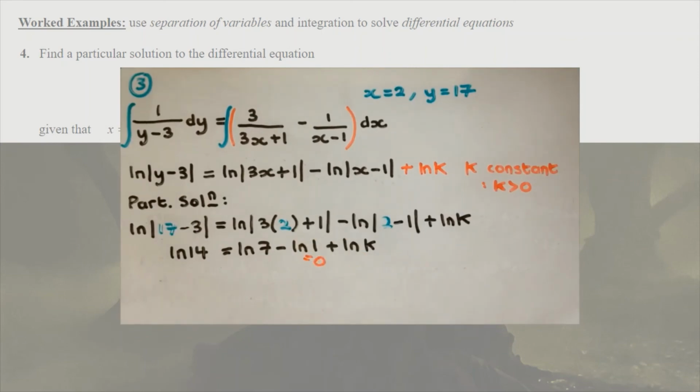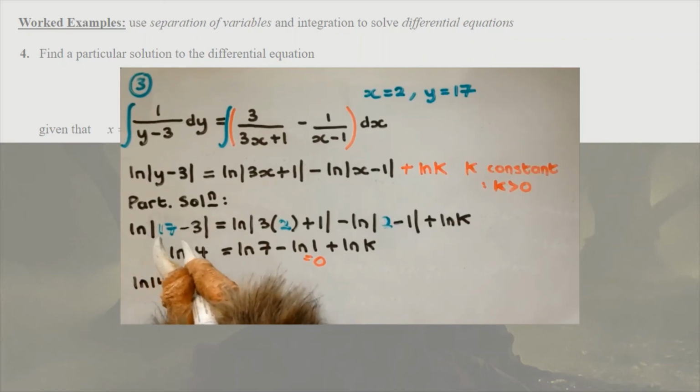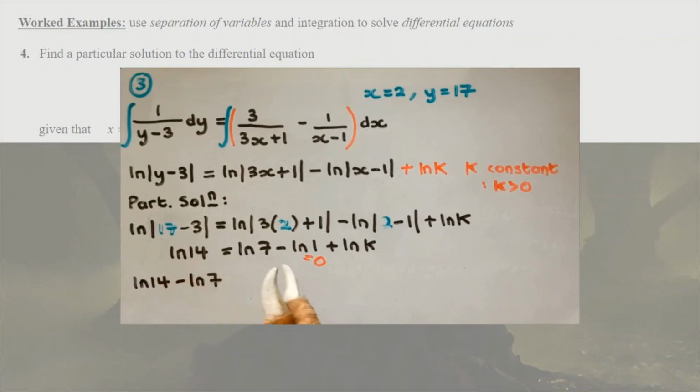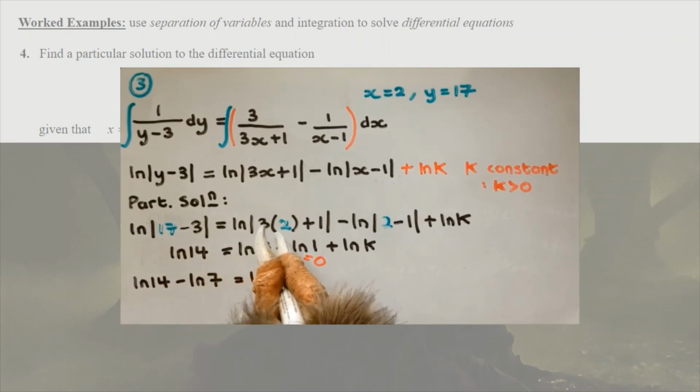Okay, let's just rearrange. So we have ln 14, ln 7. Right, so let's bring the ln 7 over to the left by subtracting it from both sides. So ln of 14 subtract ln of 7 will equal ln of k.